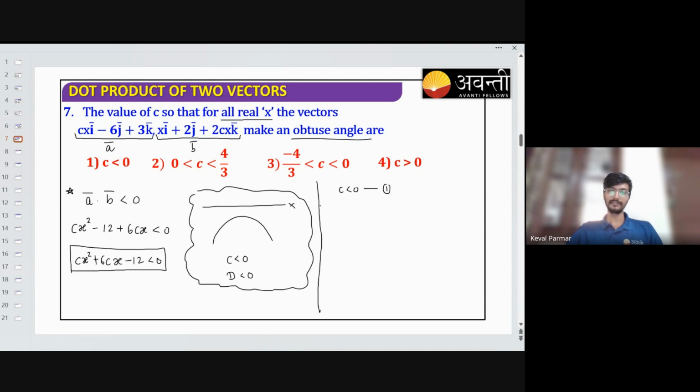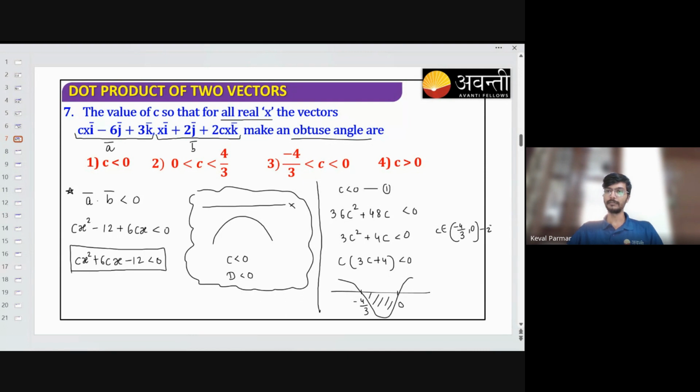What is discriminant? Discriminant will be 36C square plus 48C is less than zero. I can cancel out 12. So 3C square plus 4C less than zero. So I can take C common. 3C plus 4 less than zero. So let's look at wavy curve. Here we'll get zero, here we get minus 4/3. So this will be the wave. I want the negative part. So that means C belongs to minus 4/3 to 0.